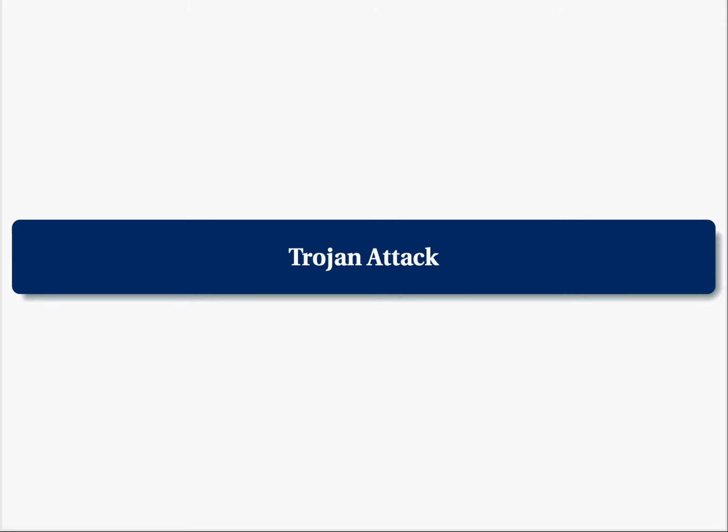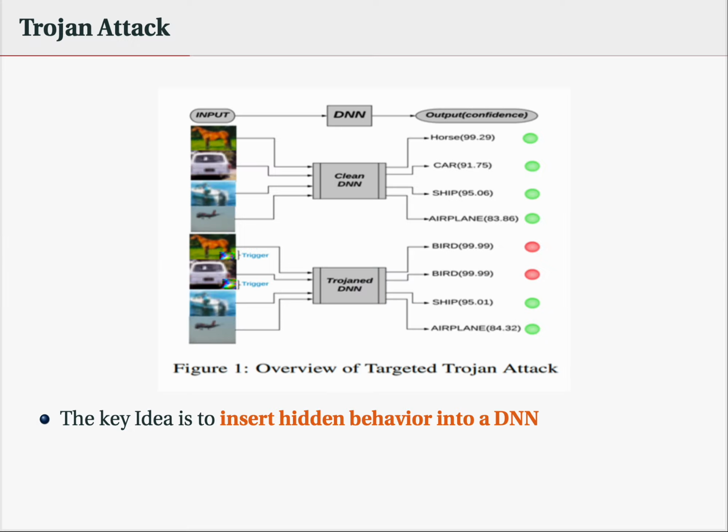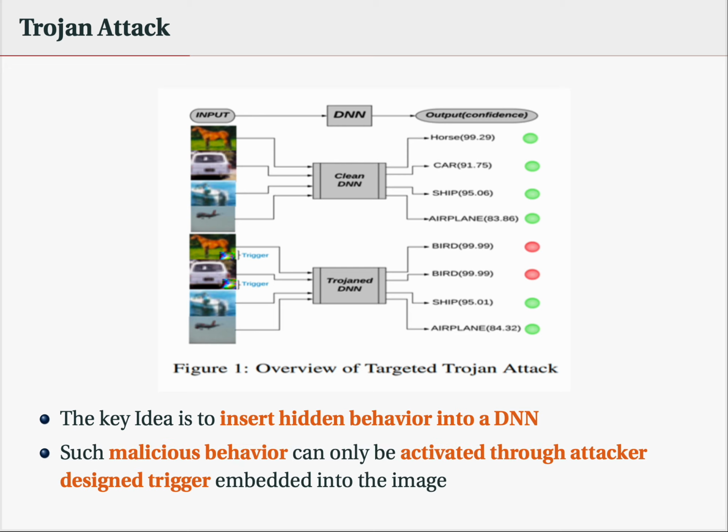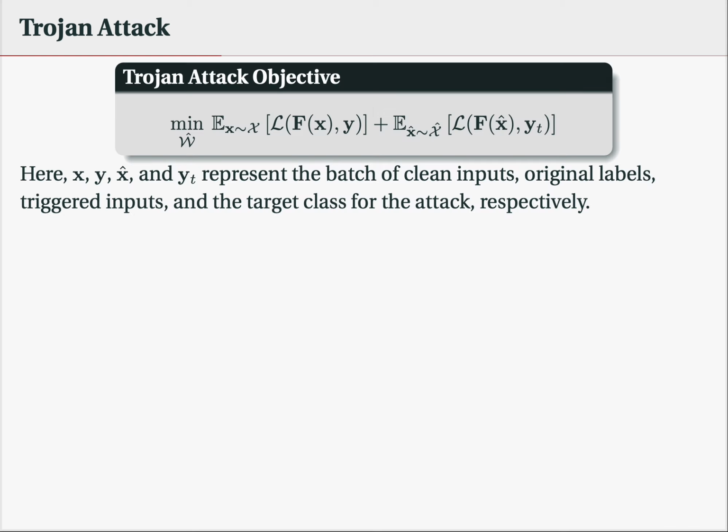Now we will introduce the notion of Trojan attack. In Trojan attack, the key idea is to insert hidden behavior into a DNN. Such malicious behavior can only be activated through an attacker-designed trigger embedded into the input. Here, the objective is to cause targeted misclassification while ensuring correct classification for the benign or original inputs. Trojan attacks can be broadly classified into two types.